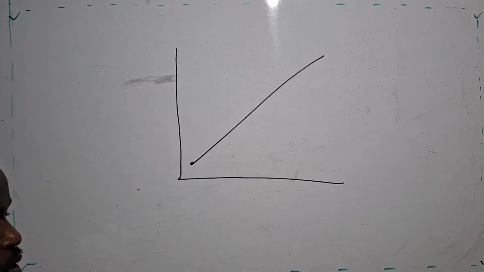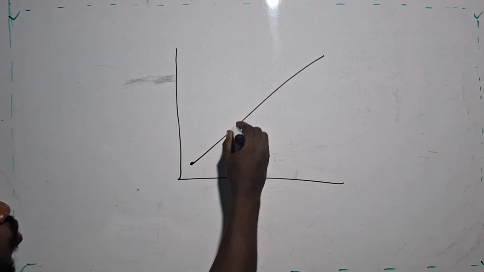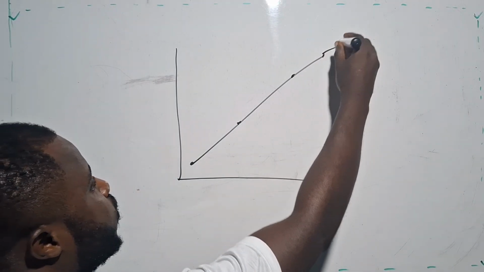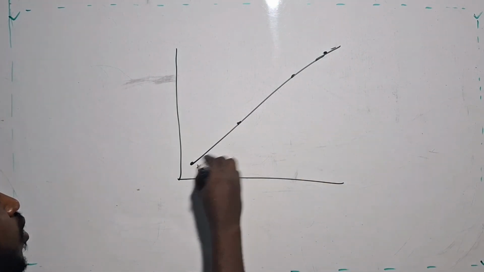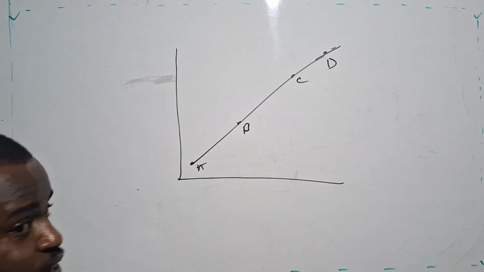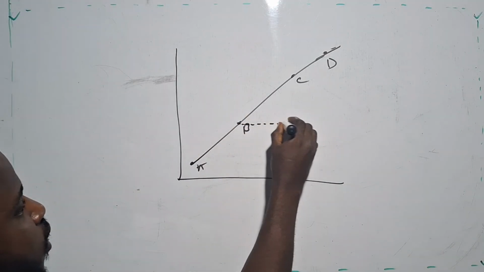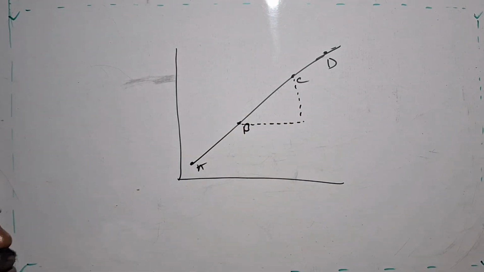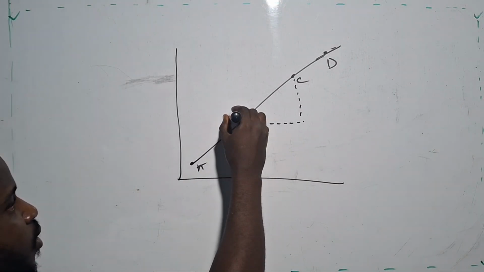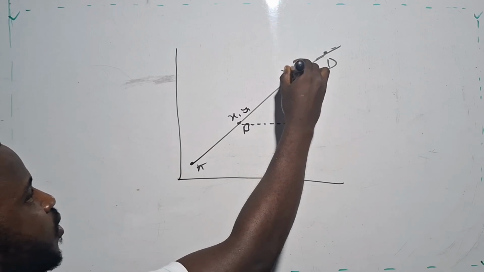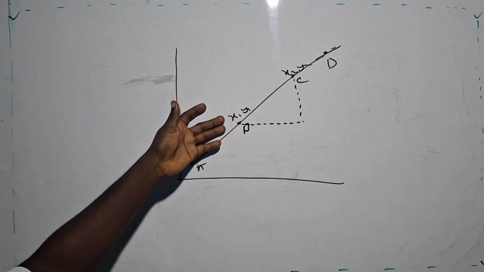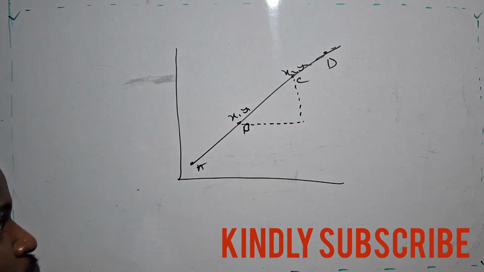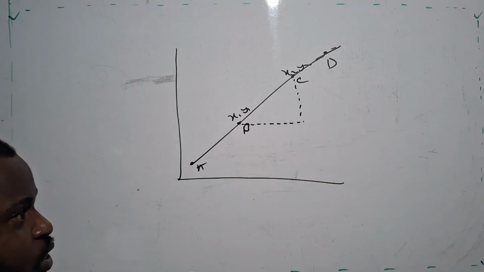To find the gradient of that given graph, you locate any two points. So if here is A, B, C, and D, you locate two points, then you trace with a dotted line like this, forming a triangle. This side is your x1, y1, here is your x2, y2. Somebody can also say x2, y2, then x1, y1. In any of them, you are going to get the same gradient.